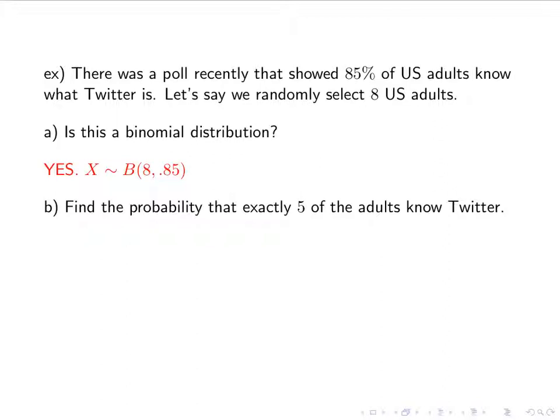Part B, find the probability that exactly 5 of the adults know what Twitter is. So again, exactly 5 means the probability that X equals 5. And in Excel, it's binom.dist of 5, 8, 0.85, 0.